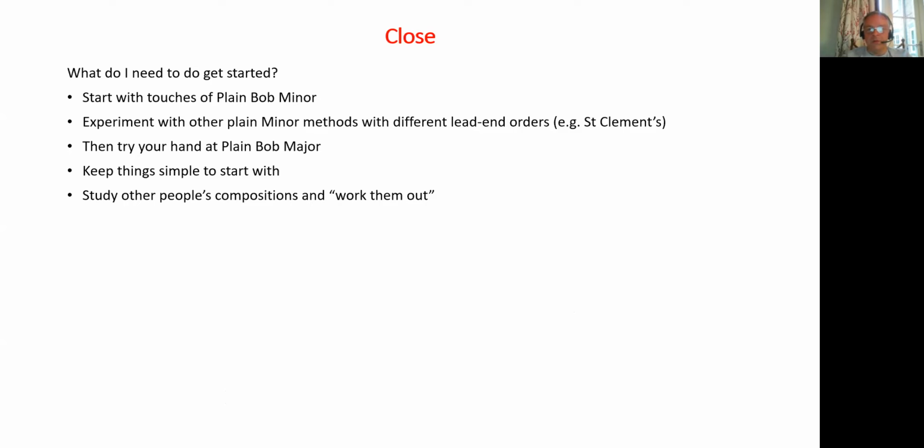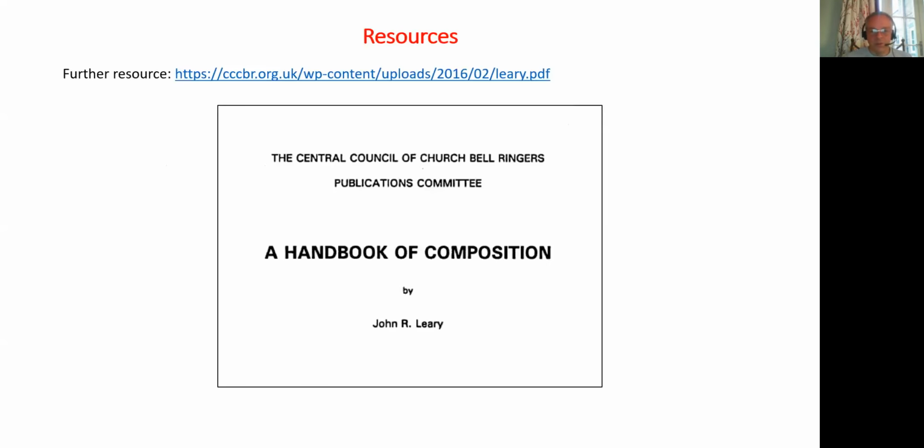And again, as I mentioned last time, I couldn't reiterate this more strongly: study other people's compositions and work out what other people have done and why they've done what they've done, because you'll learn an awful lot from doing that. Last time I mentioned Wilfred Wilson's change ringing book as a useful resource for composing. Since last time, I've come across another one, A Handbook of Composition by John Leary. This is available as a PDF download from the Central Council website if you want to have a look. It goes into things in a bit more detail, if you want to pursue that at all.